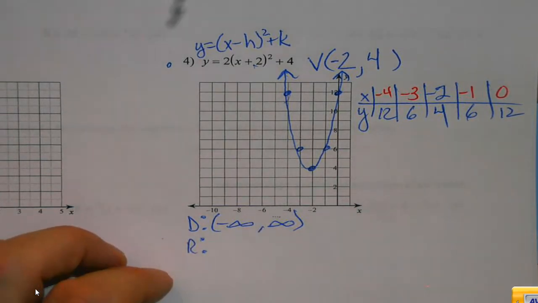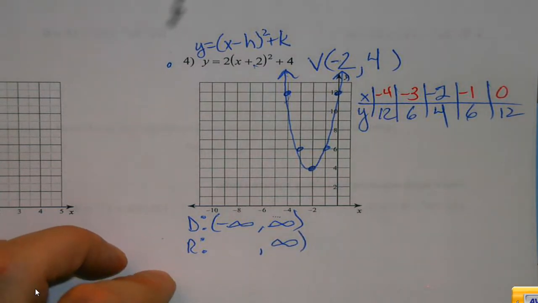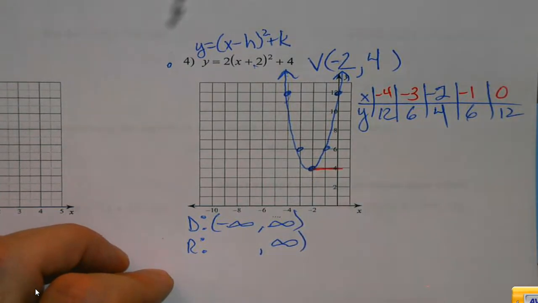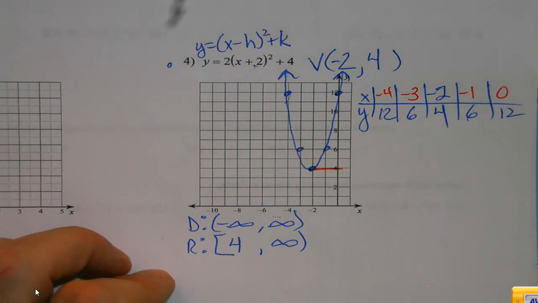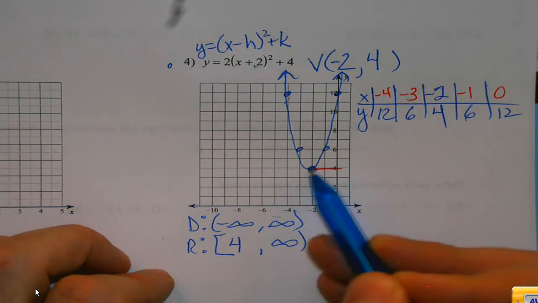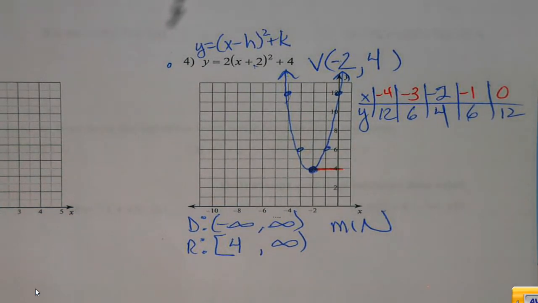Now my range this time, I do have to think a little more. It's going up forever, and we always go bottom to top. So do not put positive infinity as your first value, because that will never be the bottom. The bottom, again, we're looking at y's when we're looking at range, starts at 4 and then goes upward. And since my vertex is at the bottom of a valley this time, that represents a minimum. Okay?